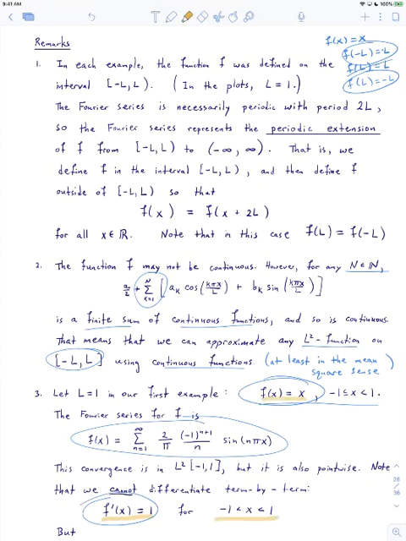At least for x inside this interval. Now notice I'm not including either of the endpoints here. We're extending f periodically, so it has a jump discontinuity at every endpoint, which you can see from the graph.